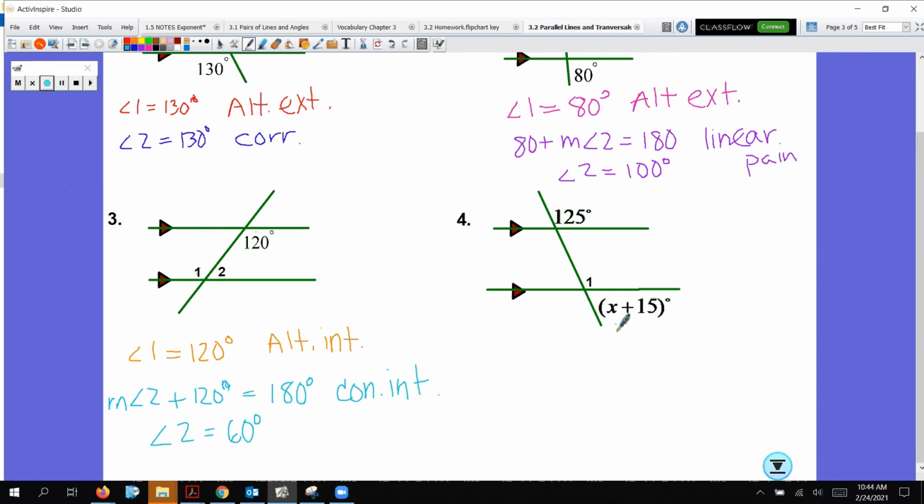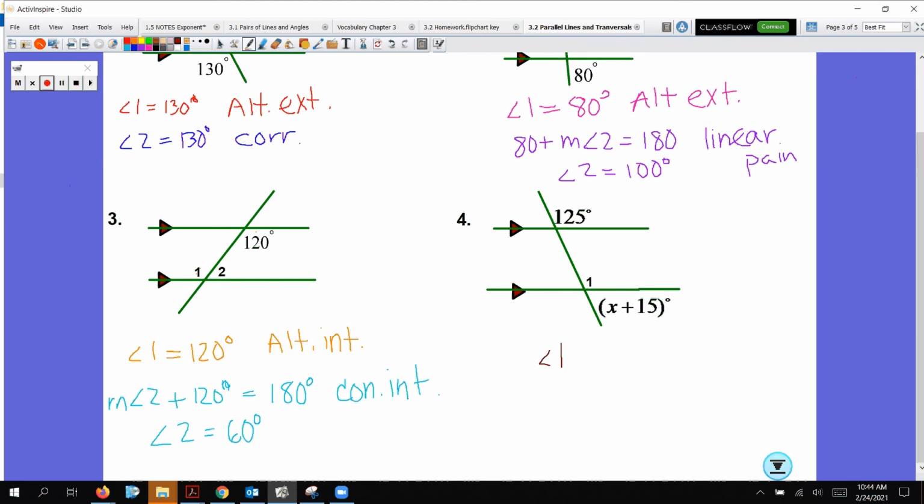Okay, now we got some algebra. It's going to be okay. So if you're looking at this and you're like, okay, 125 degrees and this expression, x plus 15 degrees, they're not related. You're right. But angle 1 and 125 degrees are corresponding, which makes them congruent. So let's put it together, right?